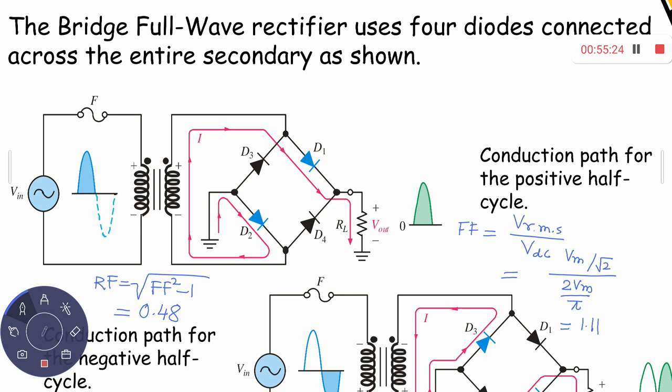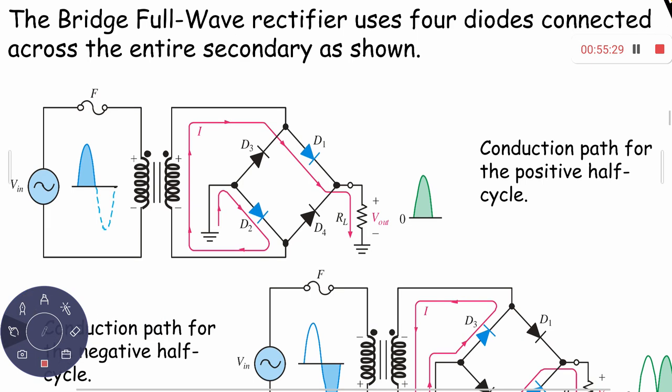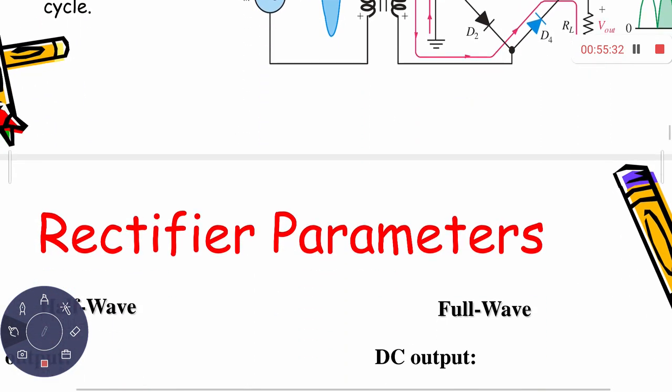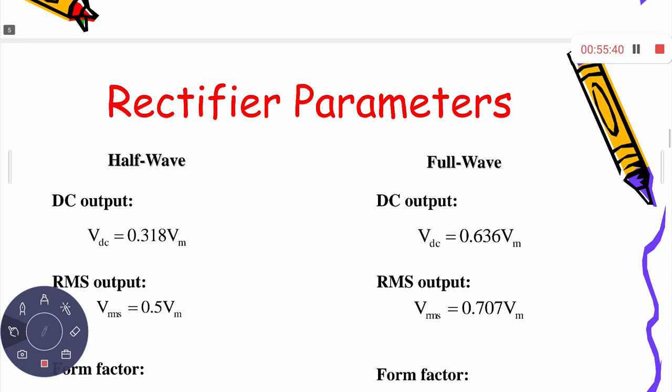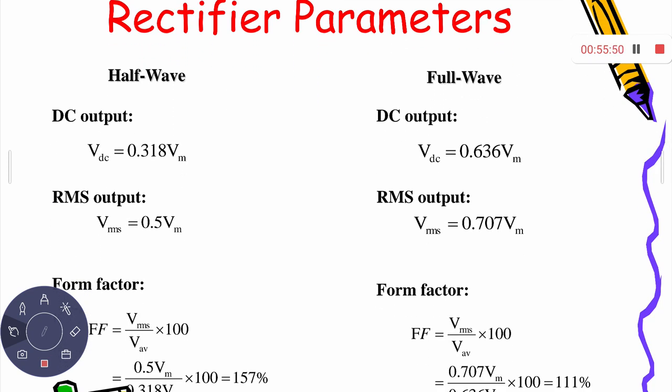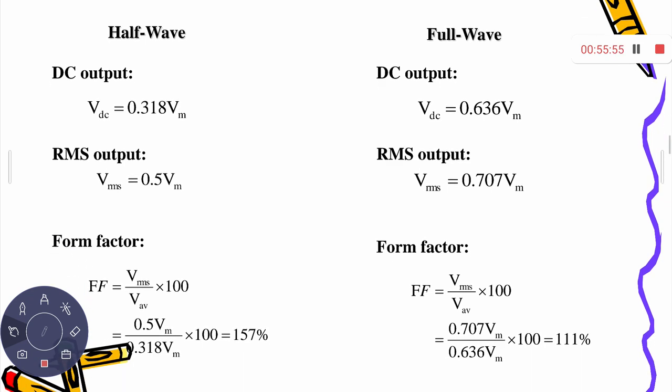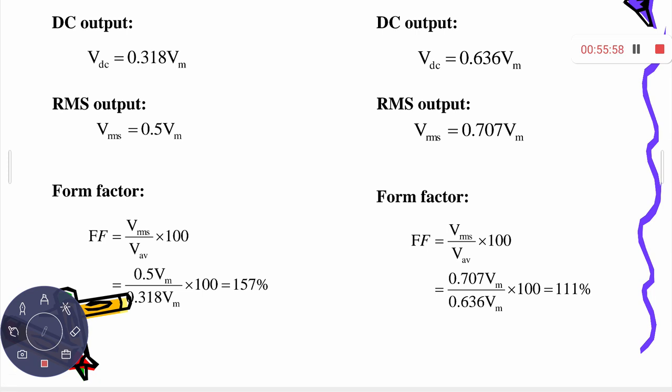Okay. So that is a summary. You have already seen the calculation you have already done, no? VDC, Vm by pi, that is 0.318 Vm. It gets doubled over there for full wave. RMS, Vm by 2, that is 0.5 Vm. Here it is 0.707 Vm, Vm by root 2. Right? Form factor, it's 1.57. There you have 1.11. Right?